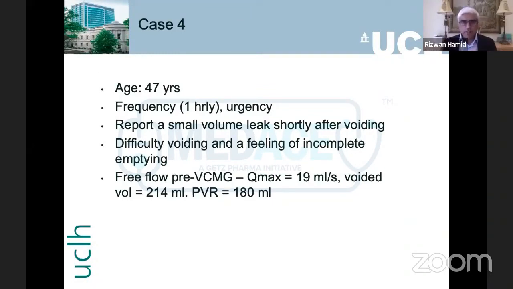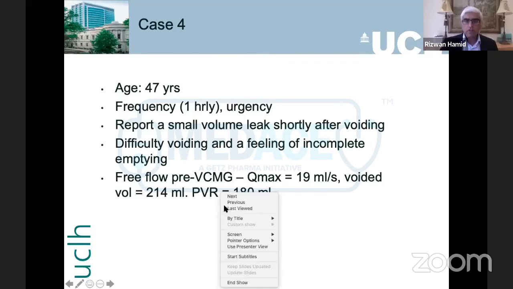Again, I just want to emphasize, I am discussing urodynamics and how to answer the question. This is the history. When we do the urodynamics, what are we trying to find out? This is a 47-year-old patient with hourly frequency with some urgency, who reports a small volume leak shortly after voiding. It's always important, like when you're doing an exam, we're always taught to look at the question. There's a small volume leak after voiding, and difficult voiding in the sense of incomplete emptying. The free flow Qmax was 19, voiding to 14, leaving a residue of 180. We elected to do urodynamics.